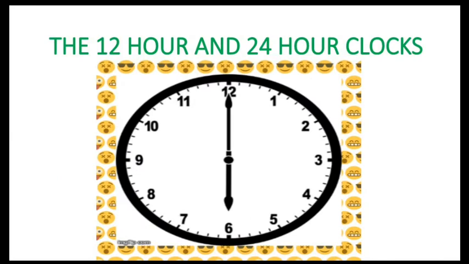Alright, now let's look at two types of clock, the 12-hour clock and the 24-hour clock. The one on your screen is the 12-hour clock. It uses only 12 numbers, 1 to 12, as you can see on the face of the clock. However, in 12-hour timing, numbers are written in AM, which means ante meridian or before noon, and PM, which means post meridian or afternoon. Alright?